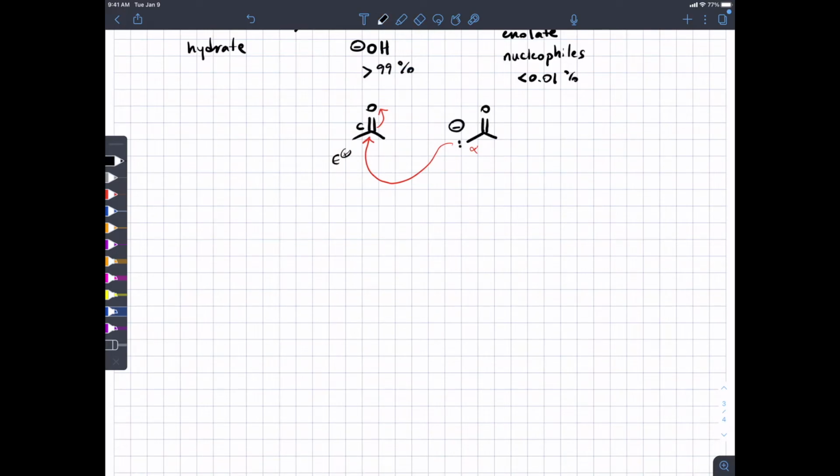Over here, for the carbonyl carbon, we should have a tetrahedral intermediate. So here's our two methyl groups. Here's our negatively charged oxygen. Here's the new bond we made with the nucleophile. Now, what was that nucleophile? It was the alpha carbon of our enolate. And this is the new bond that we made. Okay?